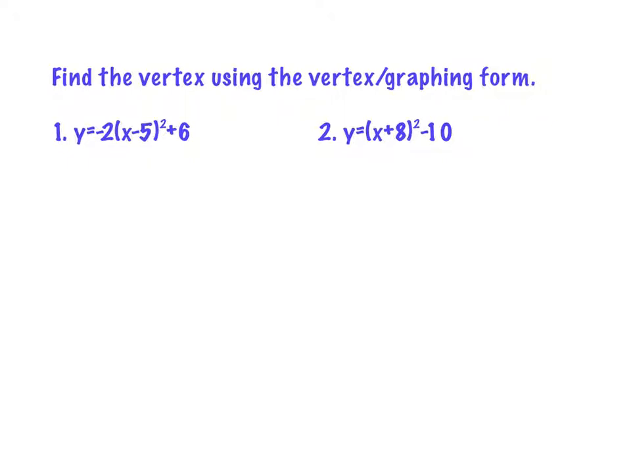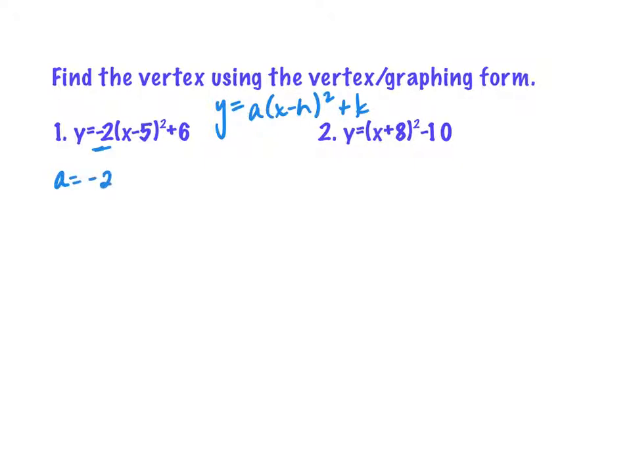So the first thing we need to look at is what each of our values are. So remember, we've got y = a(x - h)^2 + k. So the a value on number 1 is -2.